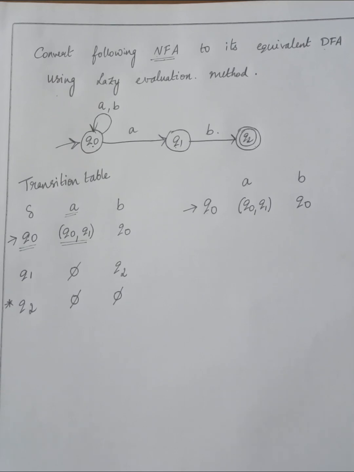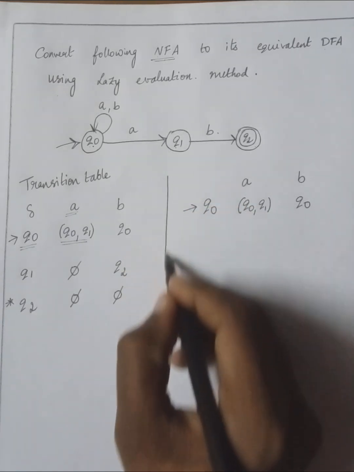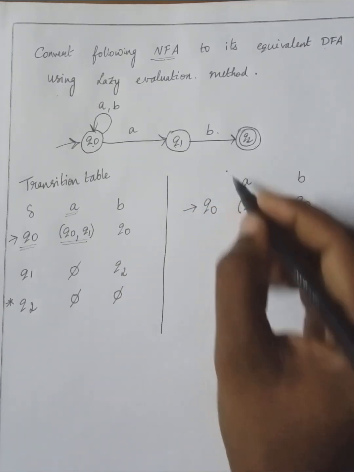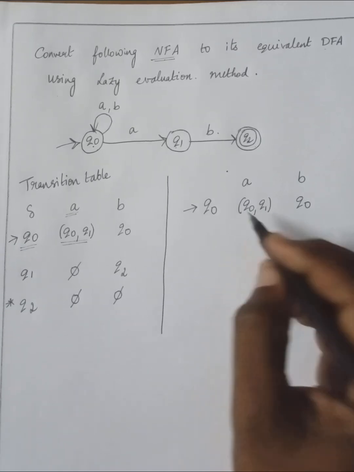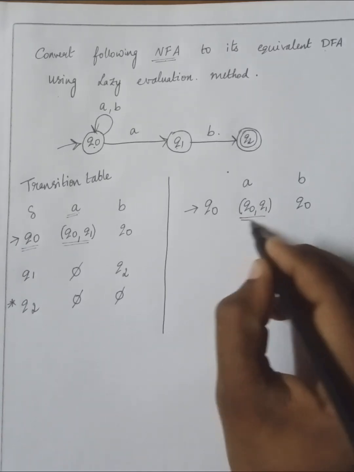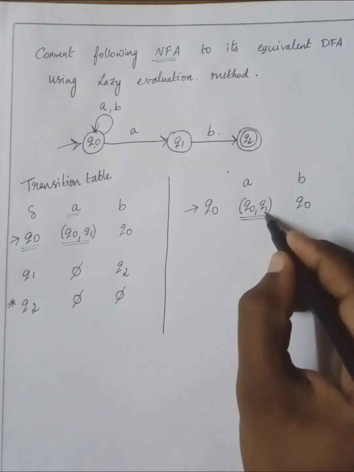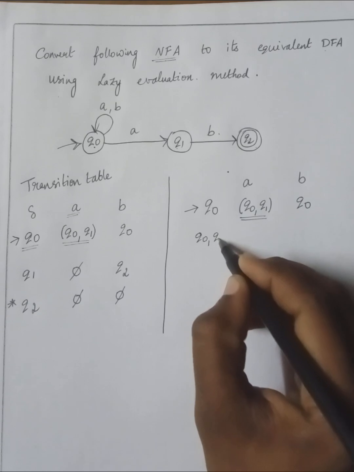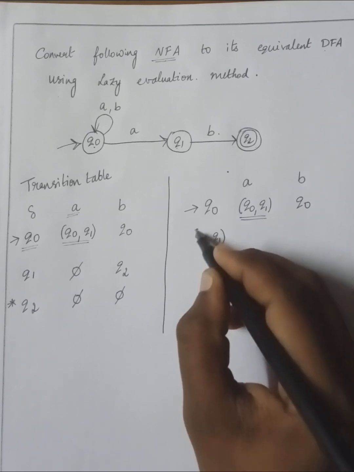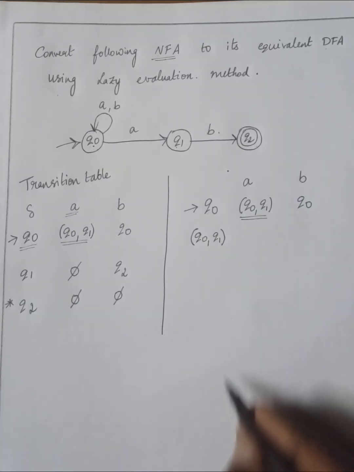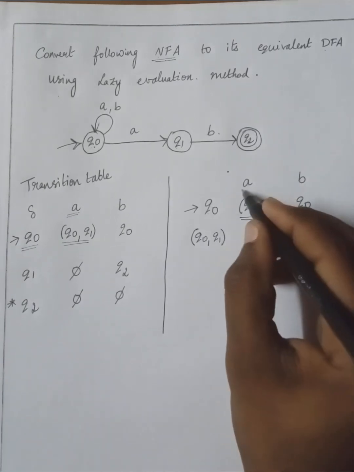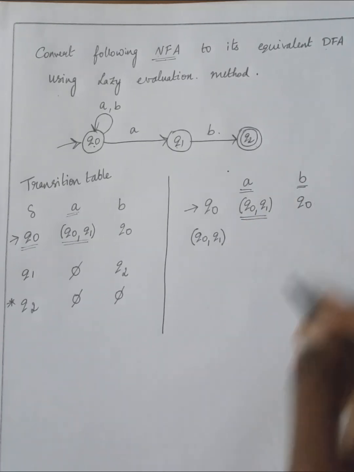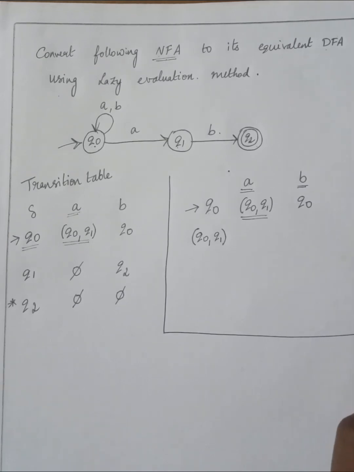Okay, now the next state. We should not take the Q0 state again. We should see which new state we derived. So we got a new state, that is Q0, Q1. Now we should consider this Q0, Q1 as a new state, and we want to check for the A input and B input. I'll solve it below this one.